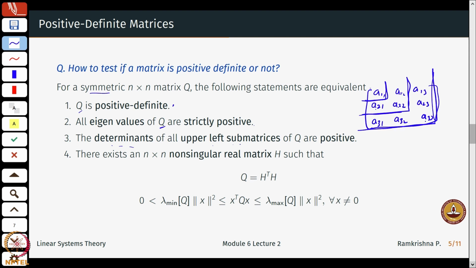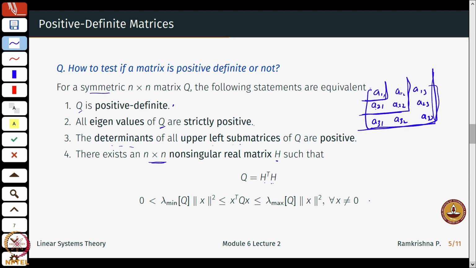Okay. Is there another test? Well, yes, there exists. So, Q is positive definite if there exists an n cross n non-singular matrix H such that Q can be represented as H transpose times H. Okay. So, again this H should also be invertible.